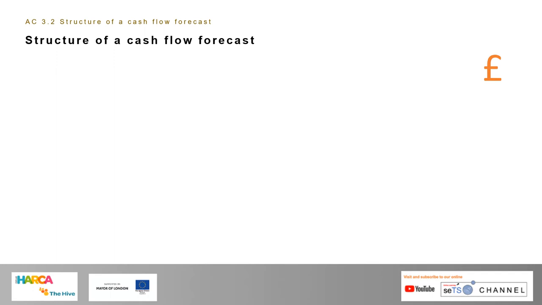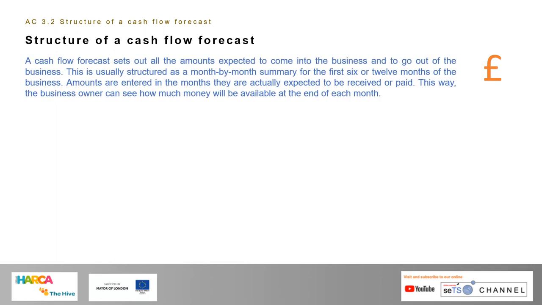Structure of a cash flow forecast. A cash flow forecast sets out all the amounts expected to come into the business and to go out of the business. This is usually structured as a month-by-month summary for the first 6 or 12 months of the business. Amounts are entered in the months they are actually expected to be received or paid. This way, the business owner can see how much money will be available at the end of each month.